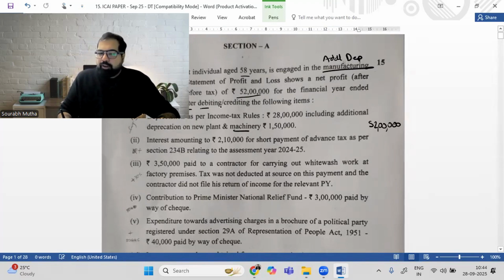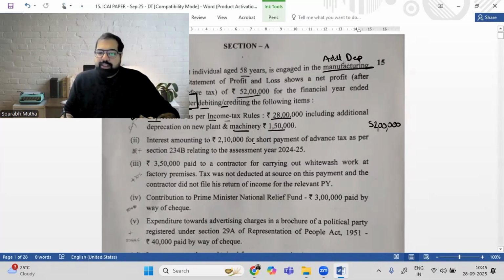Next, after debiting or crediting, the following items are like Diwali Safai. If the debit or credit is right, don't do anything. But if it's wrong, you'll have to make the proper adjustments. Depreciation as per income tax rules is 28 lakh. Is that okay? Yes. Including additional depreciation on new plant and machinery, 1 lakh 50. Is it okay? Everything looks okay here. No adjustments here in this case.